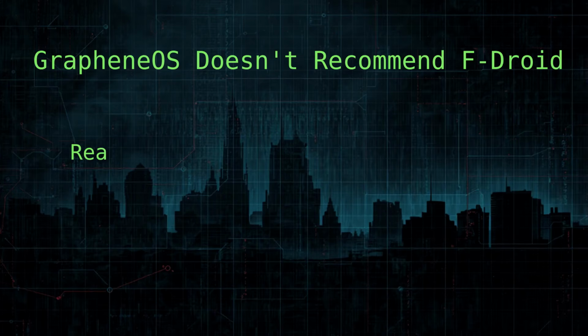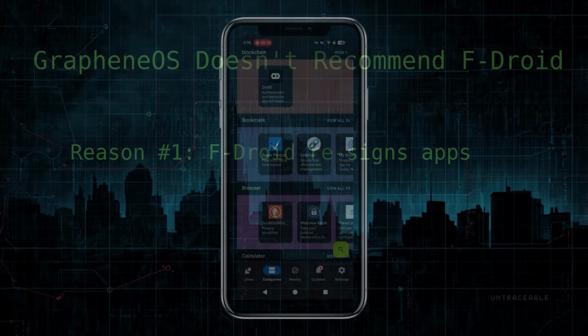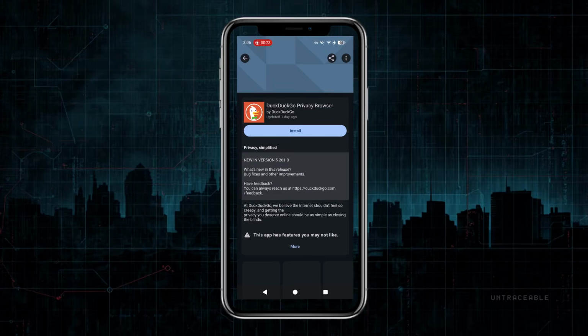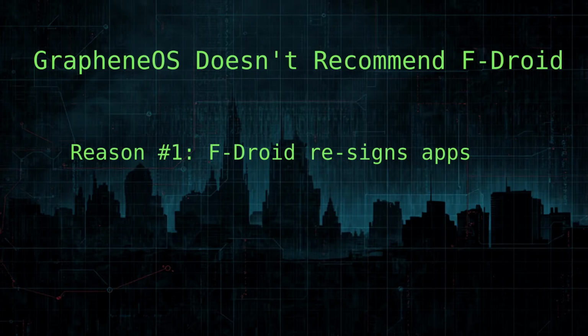Reason 1. F-Droid re-signs every app. When a developer releases an app, F-Droid rebuilds it and signs it with their own key. You're no longer trusting the original developer, you're trusting F-Droid.